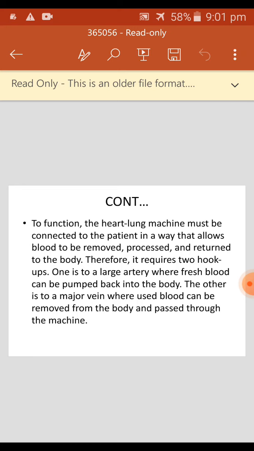The heart-lung machine must be connected to the patient in a way that allows blood to be removed, processed and returned to the body. Therefore, it requires two hookups. One is to a large artery where fresh blood can be pumped back into the body.